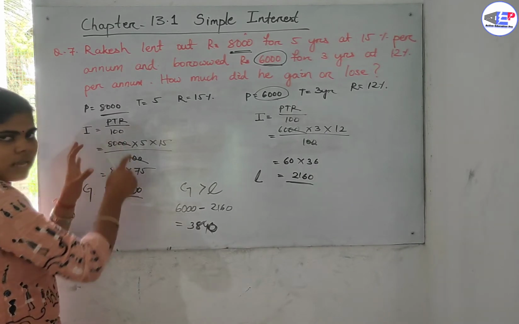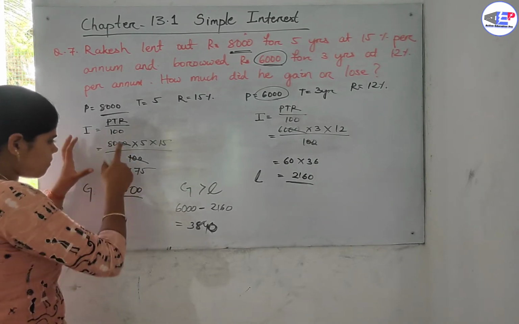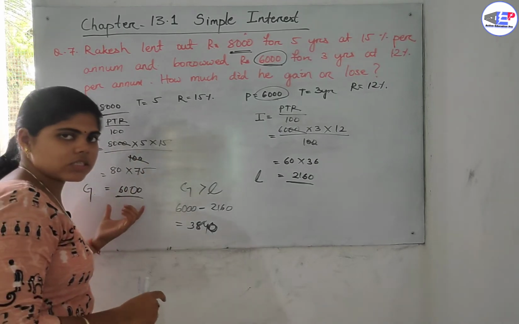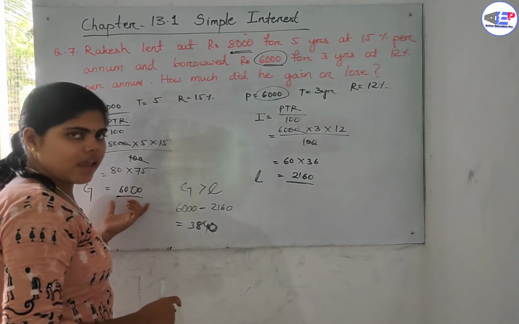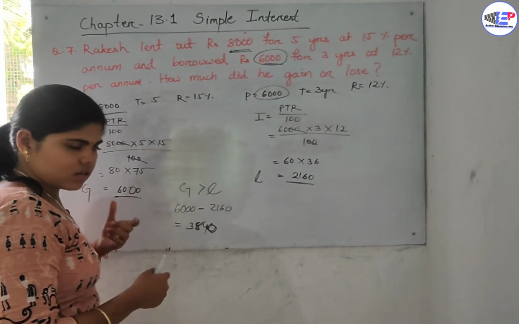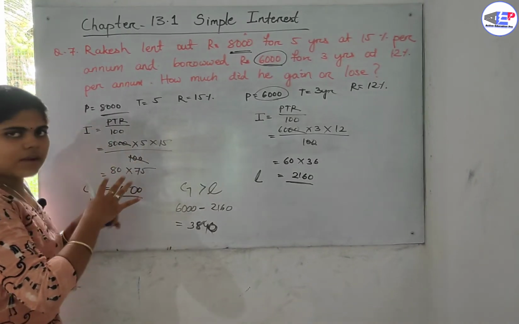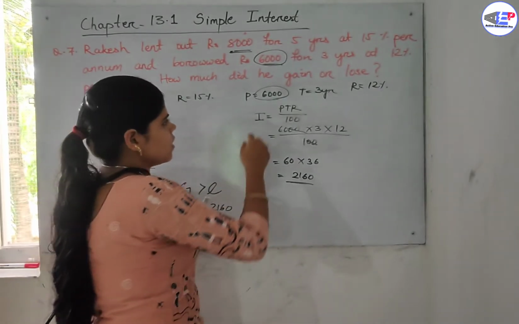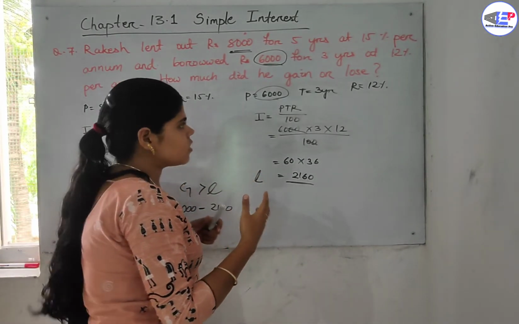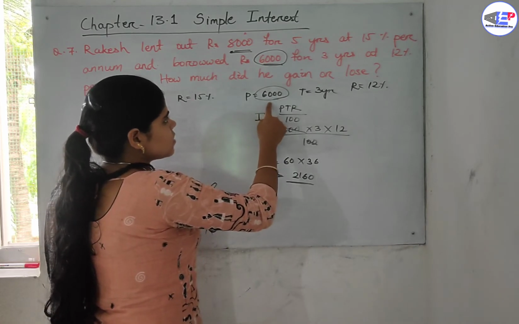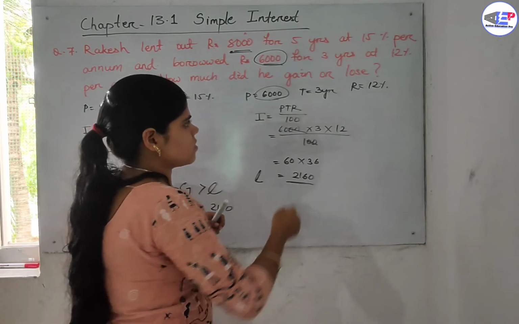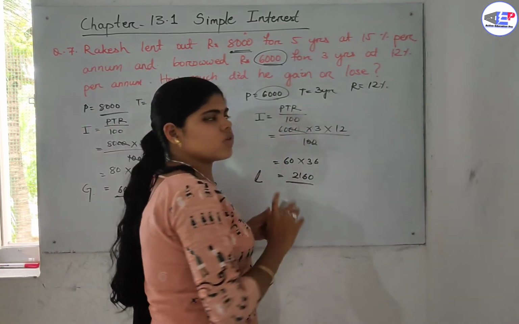This is the basic formula. I is equal to PTR upon 100. After putting these values of PTR, finally we get that 6,000 rupees is the gain interest, means he will get after lending this money after completing his loan period of 5 years. And then in my next case, you have to calculate differently. I already told you. This principal is 6,000 rupees. He takes this money from another person, and time is 3 years and rate of interest is 12% per annum.